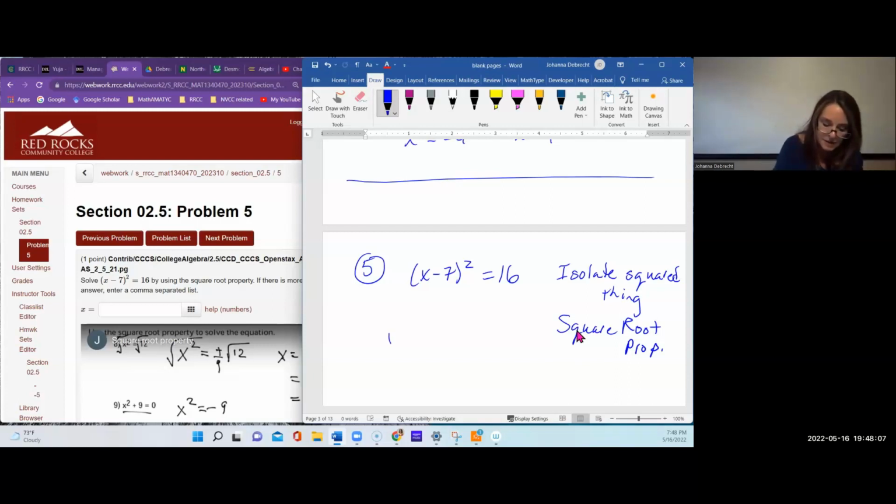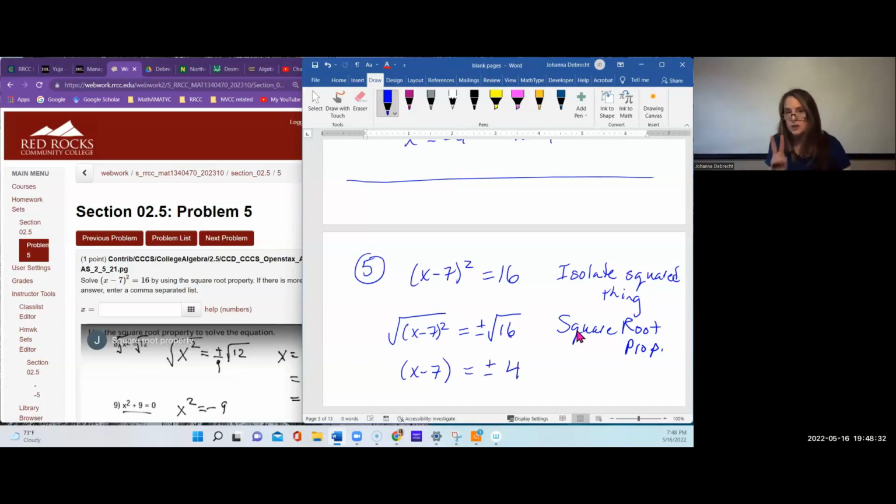So then we apply the square root property to both sides. Remember that the side without the variable gets a plus or a minus. When we take the square root of something squared, it lifts off the square and we get x minus 7 in parentheses. On the right-hand side, we again have the square root of 16, which is 4. So we get plus or minus 4.